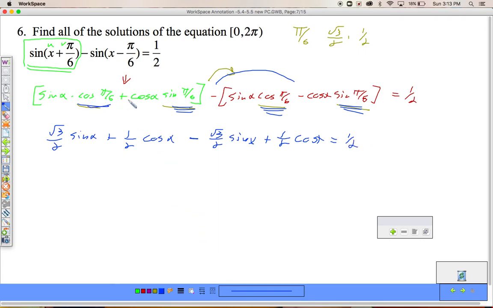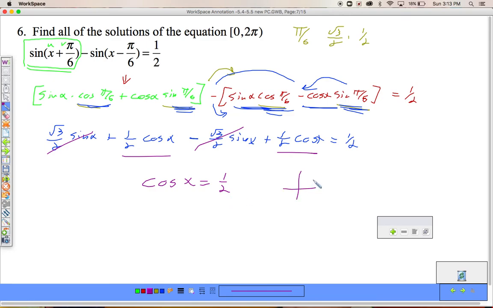All right, so what I did is I evaluated the pieces I could, and they became my coefficients. So square root of 3 over 2, 1/2, square root of 3 over 2, 1/2. And like I said, I distributed that negative sign. So this piece was negative, this piece becomes positive. All right, so next, square root of 3 over 2 sine x minus square root of 3 over 2 sine x cancels. 1/2 a cosine plus 1/2 a cosine is a whole cosine equals 1/2. Now I'm going to solve.